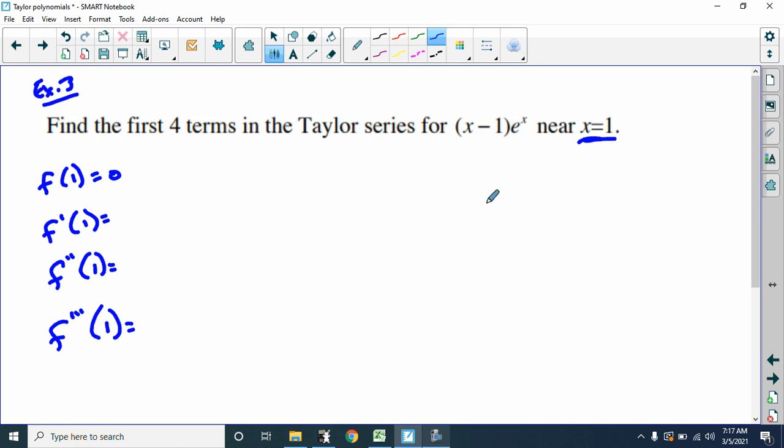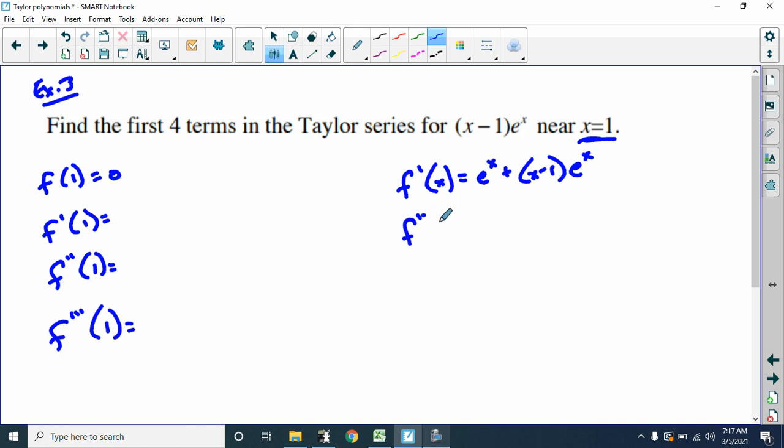To find the derivative of this, we need to use the product rule. So derivative of the first one times the second one plus the first one times the derivative of the second one. All right, derivative of the first one is 1 times e to the x plus the first one, x minus 1, times the derivative of the second one, which is e to the x.